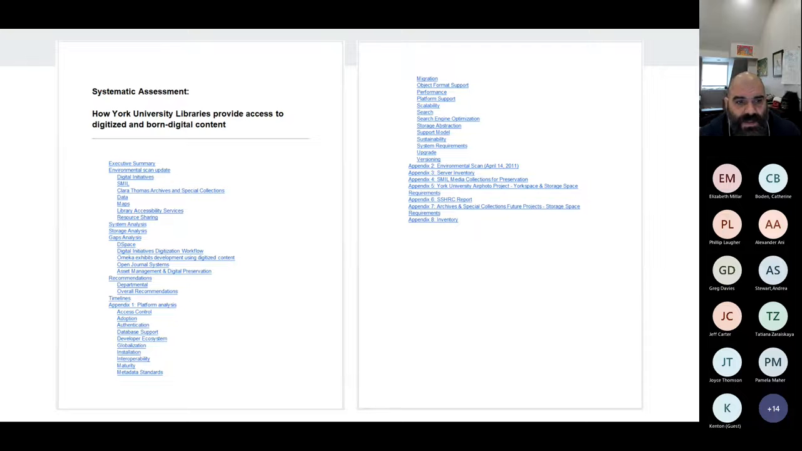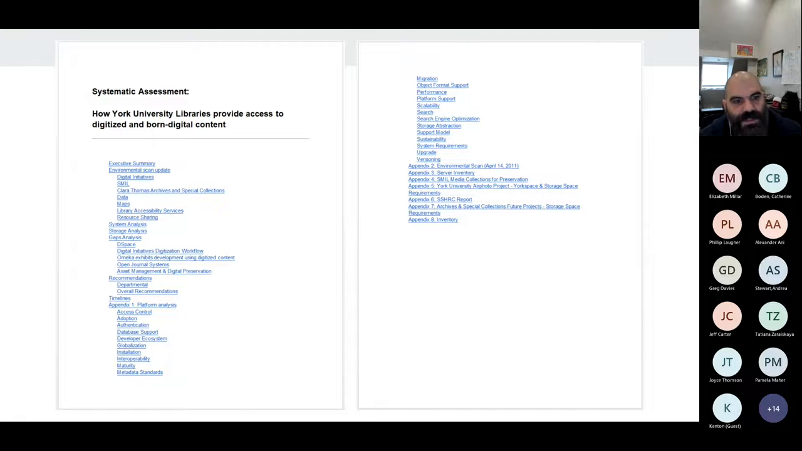Some key points worth hitting, which helped inform how we would do this type of work at York: we did an environmental scan. We went around to each of the departments at the time that might be key stakeholders in this type of work. So digital initiatives, which really wasn't a department, it was just a person. Sound and Moving Image Library, Archives and Special Collections. There was a data group, which was just a person. The Map Library and Library and Accessibility Services. They did a whole lot of digitizing for accessibility services, so we tried to figure out how that type of work would play in. And the same thing with resource sharing for interlibrary loan.